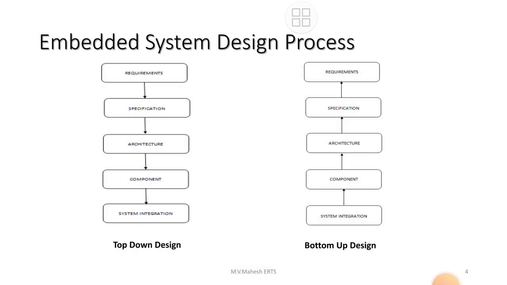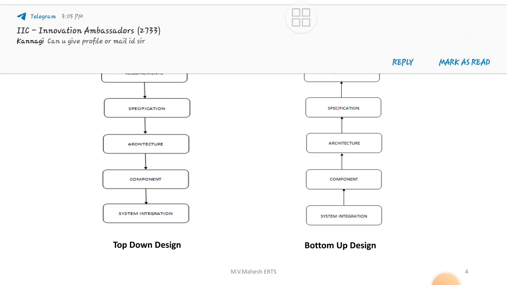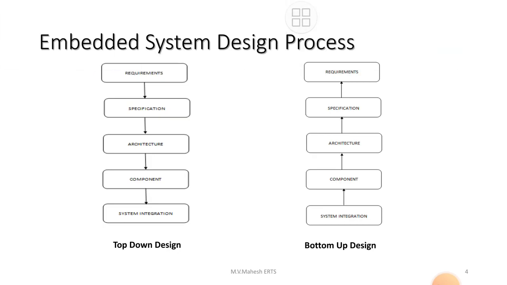Next is the design flow model. So we have two different models here. One is called top down design, another is called bottom up design. So as I discussed earlier, it consists of requirement specification, architecture, components, and system integration.